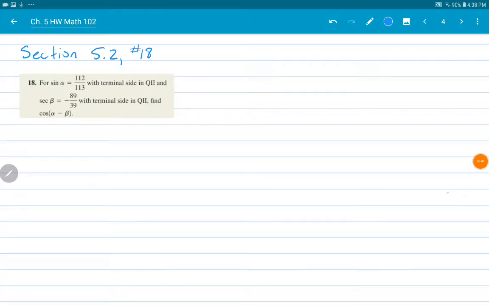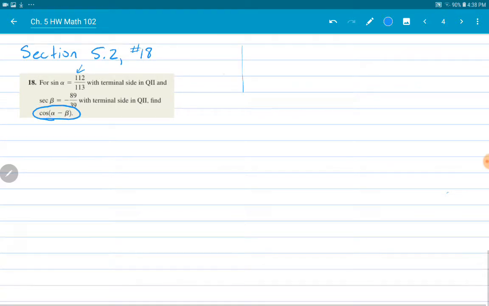In this problem, we need to find cosine of alpha minus beta, where we're not given alpha and beta directly, but we're given some hints, and we can use right triangles in the quadrant to figure out what alpha and beta, well, at least what their sine of alpha and cosine of alpha is, so we can fill in that formula. So we're in quadrant 2 for both of them.